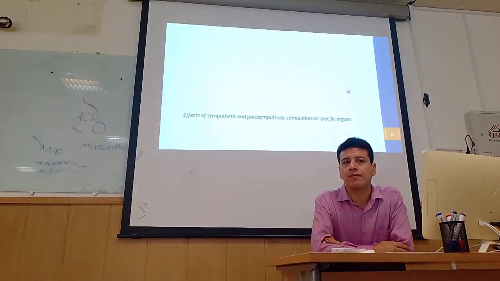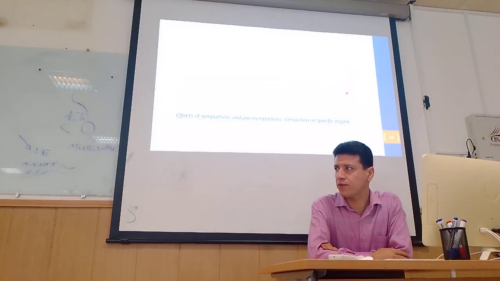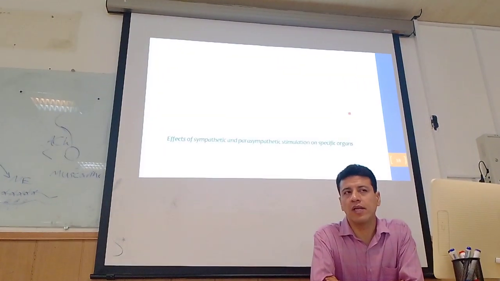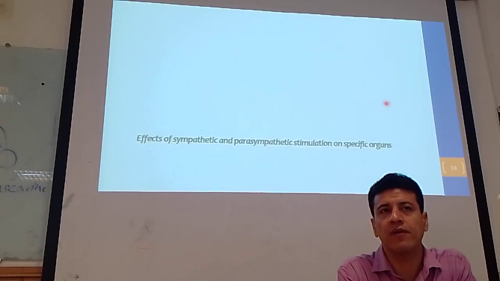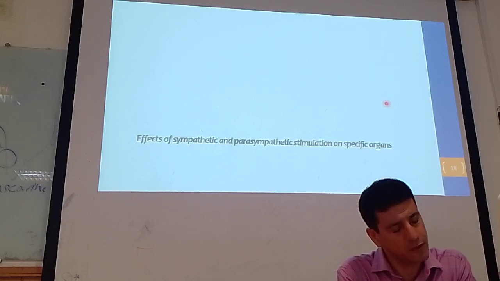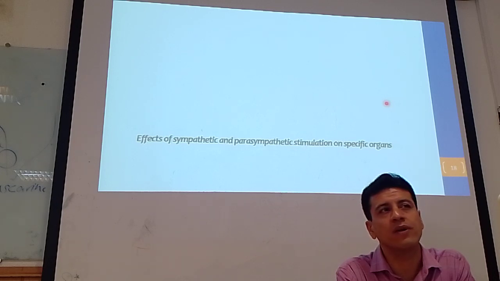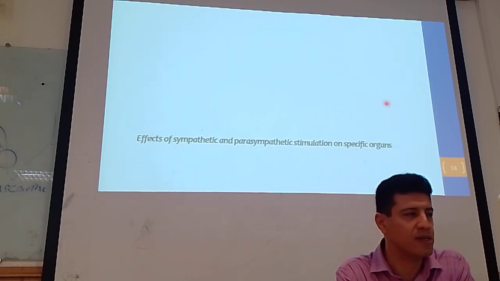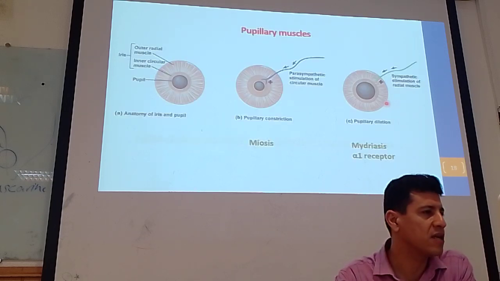We have seen that there are different neurotransmitters involved in the autonomic nervous system functions. Acetylcholine is released in the ganglion, and acetylcholine and norepinephrine are released from the postganglion. And you have also seen that there are different receptors, alpha and beta for norepinephrine, and nicotinic and muscarinic for acetylcholine receptors. Now let's see some of the functions of the sympathetic and parasympathetic nervous system.